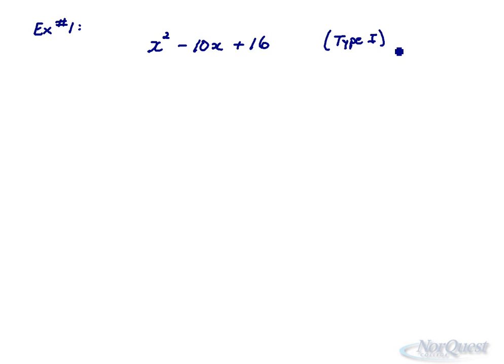The way you deal with a type 1 trinomial is the only factors of x squared will be x times x. Then you need to find the factors of the last term that will add to the middle term. I'm going to list them all in the first couple examples, but after that we're going to look for just the ones we need. The numbers that multiply to positive 16 could be positive 4 and positive 4, negative 4 and negative 4, positive 8 and positive 2, and negative 8 and negative 2.